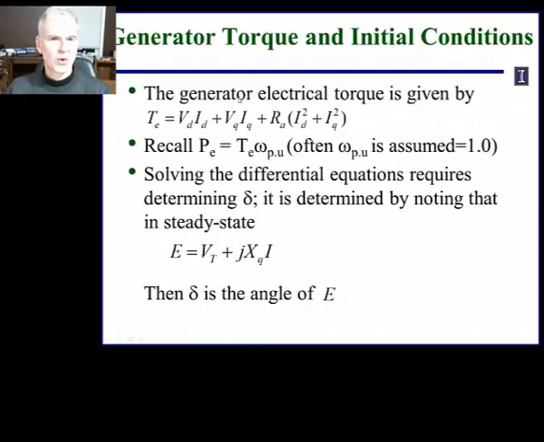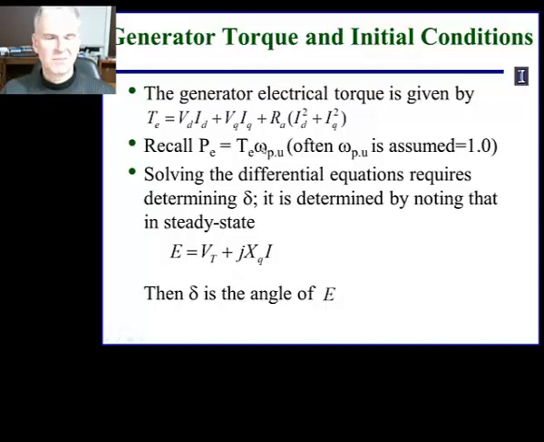Okay, the torque generated by the machine is given by this equation right here, which is just the torque supplied at the terminal of the machine plus the losses associated with the rotor here. Okay, and then we've got our P electrical is just equal to the electrical torque times the speed.